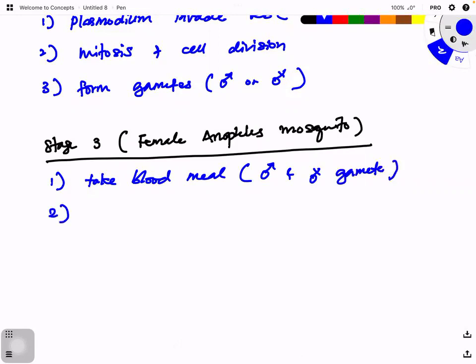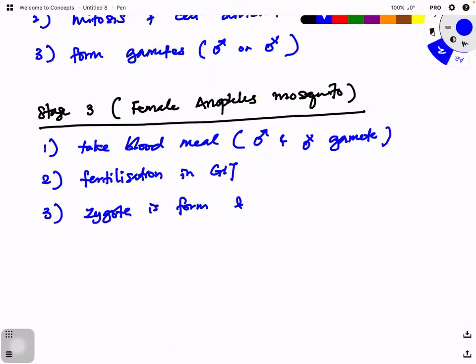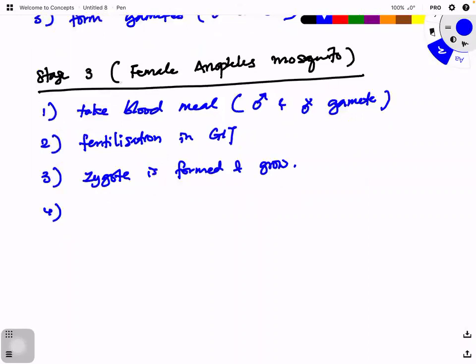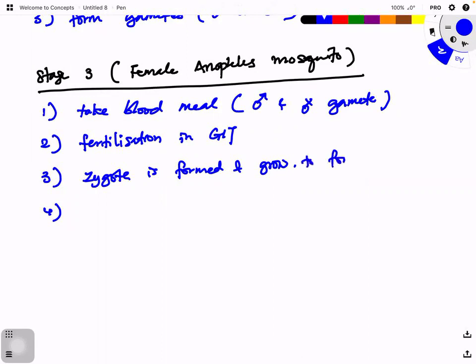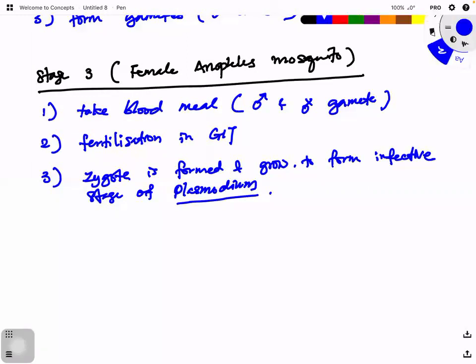Fertilization takes place, and then a zygote is formed and grows. Then this ookinete moves and grows to form the infective stage, Plasmodium, again. What happens next? This Plasmodium migrates to the salivary glands of the mosquito.